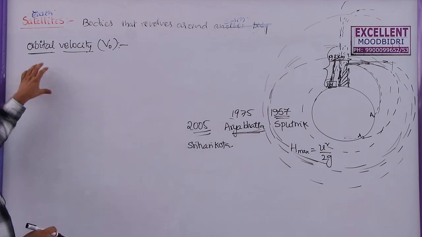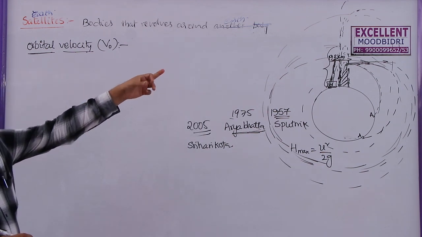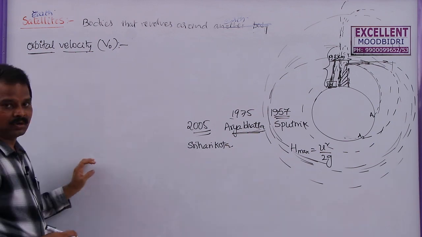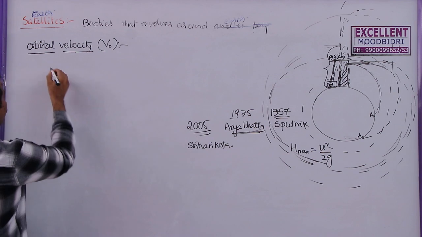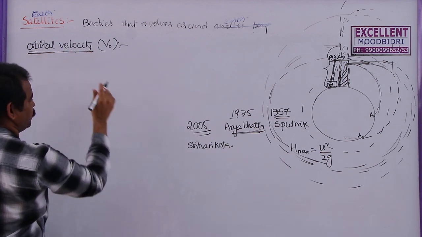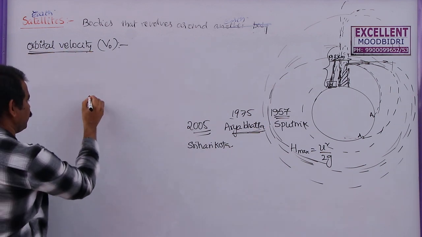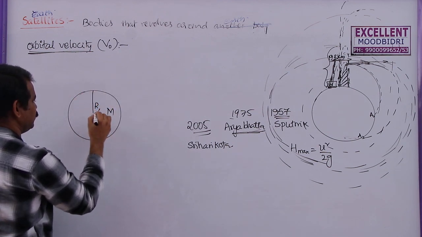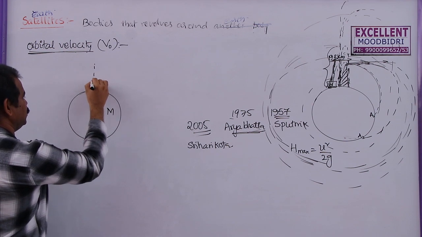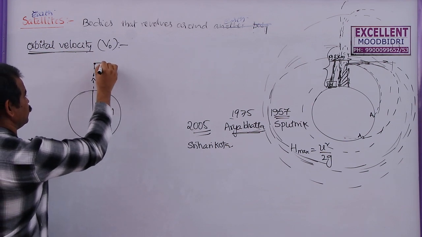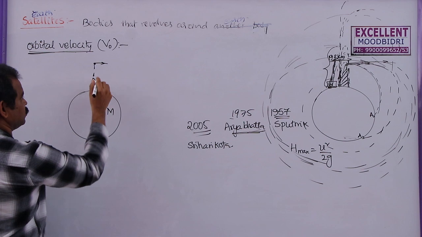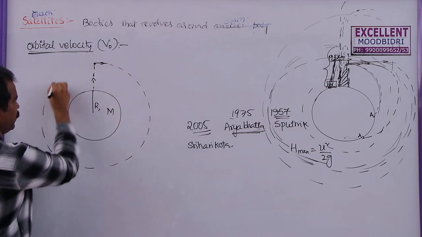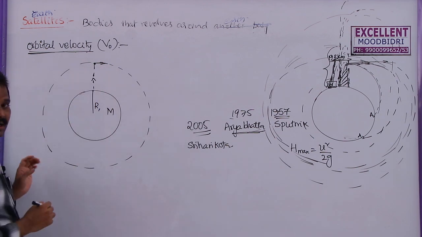Now, how to find the orbital velocity of a satellite that is orbiting around the Earth? For this, we need Newton's laws as well as Newton's law of gravitation. Based on this, we can find the orbital velocity of a satellite. So this is our Earth, whose radius is r and mass is m. When the satellite is launched, let us say it is moving in the horizontal direction. Once it reaches this horizontal velocity, it starts moving in a circular path around the Earth.